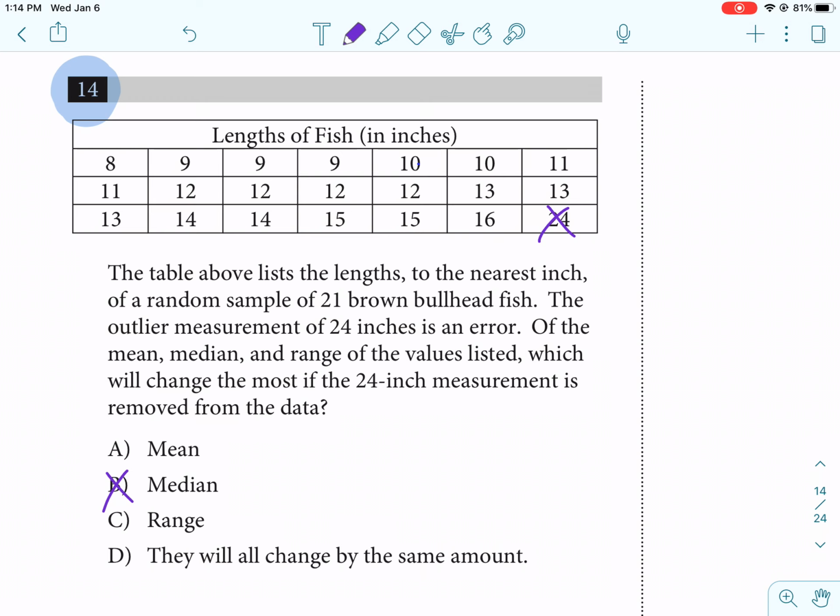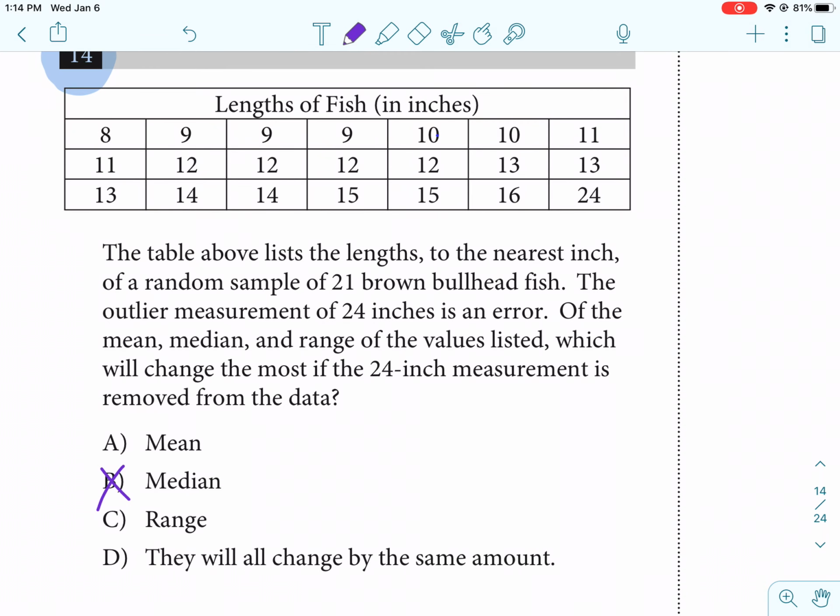The range is going to be really quick. Let's pretend the 24 was still there. Range is the difference between the largest and the smallest value. So the range with the 24 would be 24 minus 8, which is 16. Now if we remove the 24, the largest value is now 16. So our range would be 16 minus 8, which is 8. So it's a difference of 8 for the range.